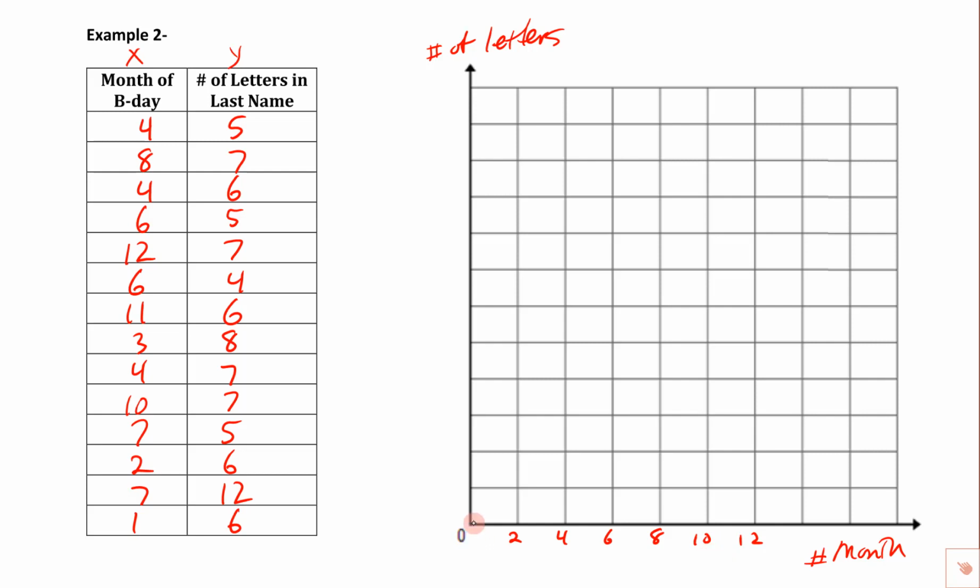So again, we're going all the way from January, which would be spot number 1, to December, which would be spot number 12. And then in this direction, this is just the number of letters. Let's take a look here. The biggest we have is 12. Nobody has less than that.